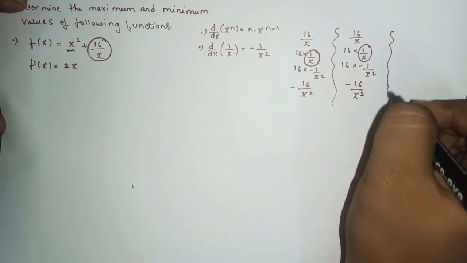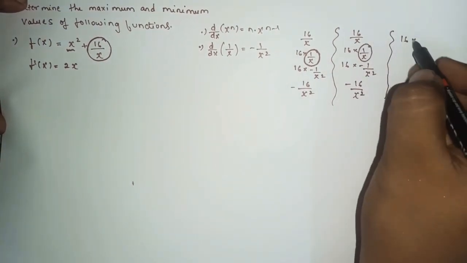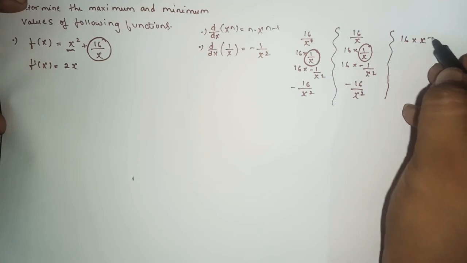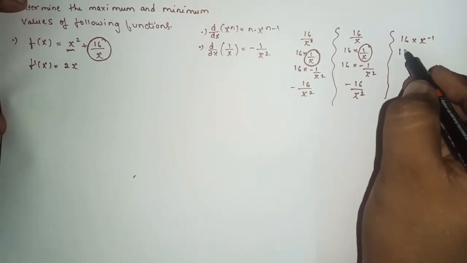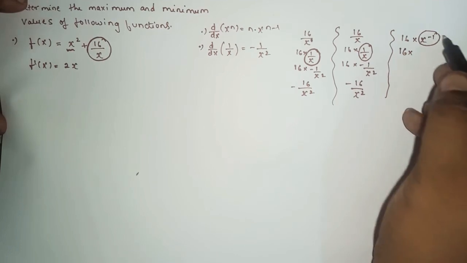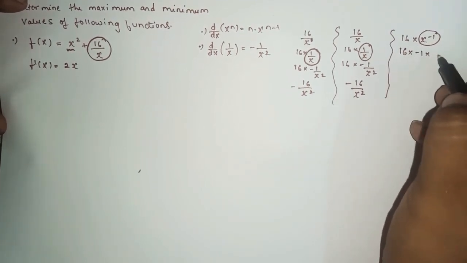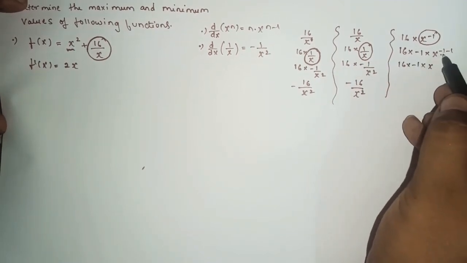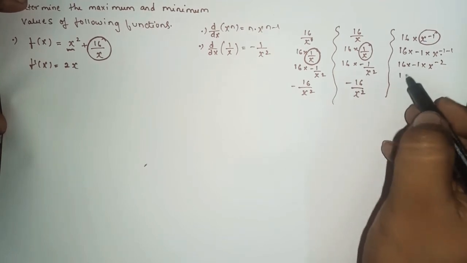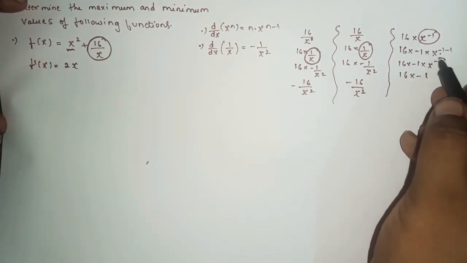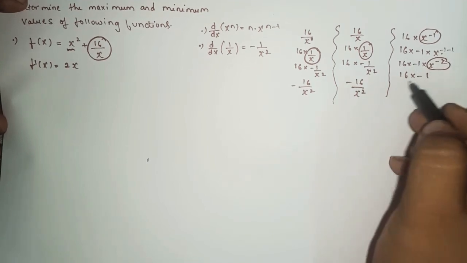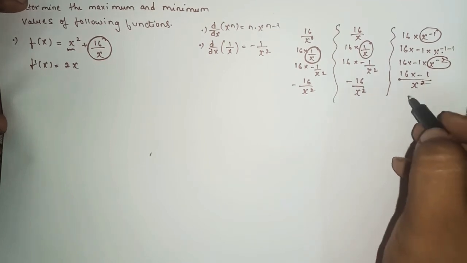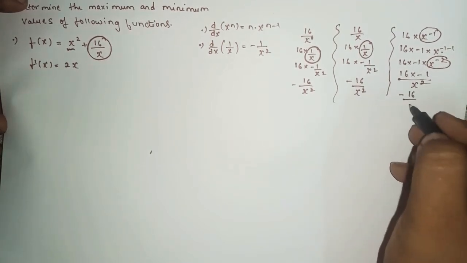Or else, this 1 upon x we can write as x raised to minus 1, since nothing is there in the numerator, that means 1, so it will go up. We'll keep the 16 as it is and apply the formula of x raised to n, so n into x raised to n minus 1. So 16 into minus 1 into x raised to minus 1 minus 1, and minus 1 minus 1 is minus 2. So 16 into minus 1. Now this will go down, and since the power is negative, it will become positive in the next step when it goes into the denominator. So here the answer will be minus 16 upon x square.